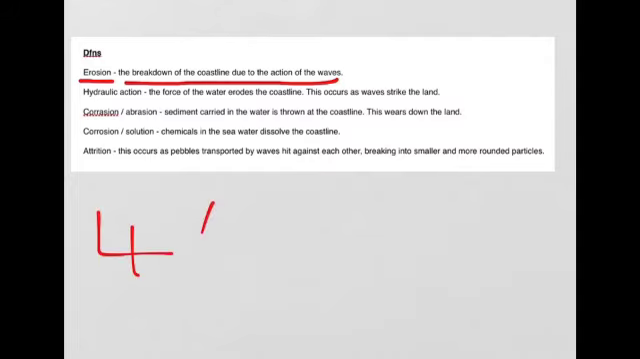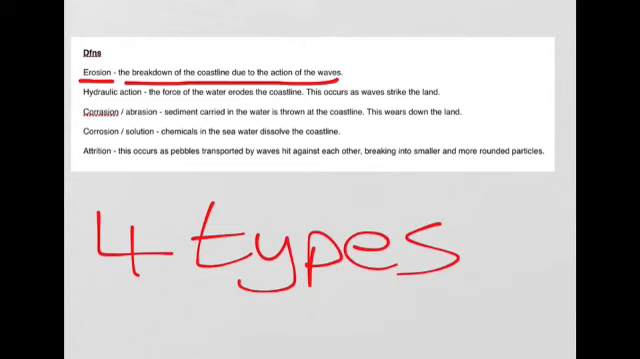Again, there are four types of erosion, identical with river erosion, and you can see that the terms and the definitions are almost identical. Type 1 is hydraulic action, and this is the force of the water eroding the coastline. This occurs as waves strike the land.